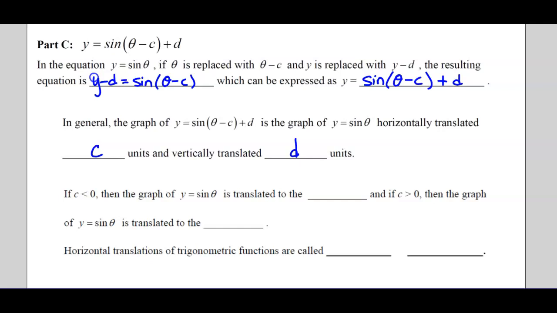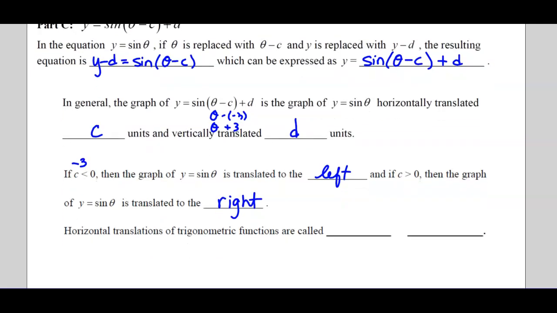down. So if c is negative, say c is negative 3, that would be theta minus negative 3, which is theta plus 3. Anytime you have the variable plus a number, okay, then you're moving left. Makes sense that c is negative, so we're moving left. If c is greater than 0, then you're moving right.